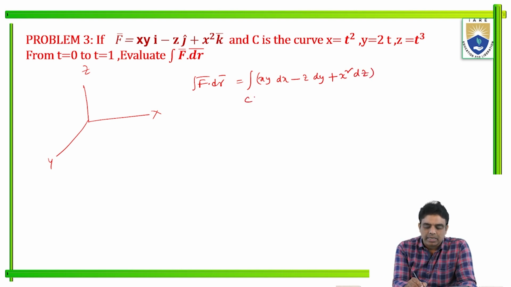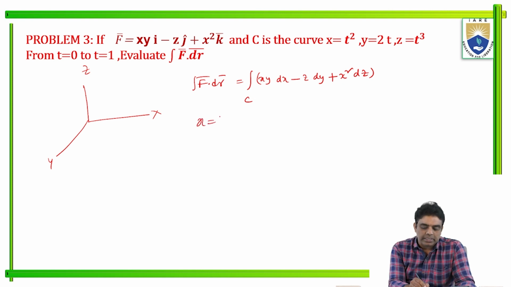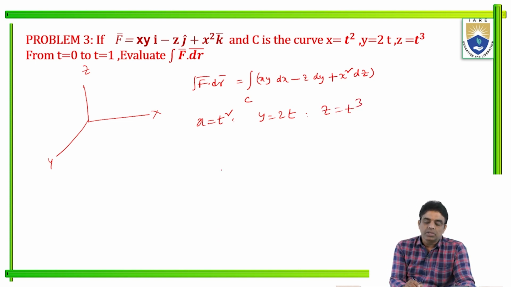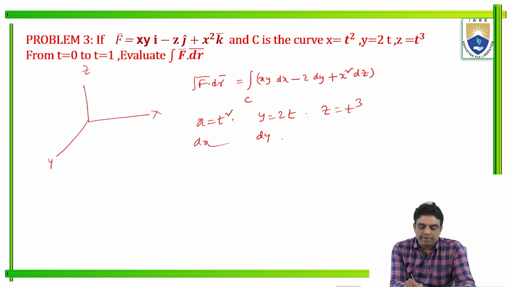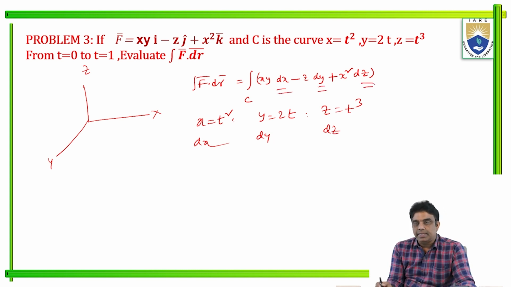That is the term along the curve C. Given the curve is in parametric form, x is replaced by t square, y is replaced by 2t, and z is replaced by t cube. Then you can find dx, dy, dz and substitute all the values, and everything will come into a single variable.